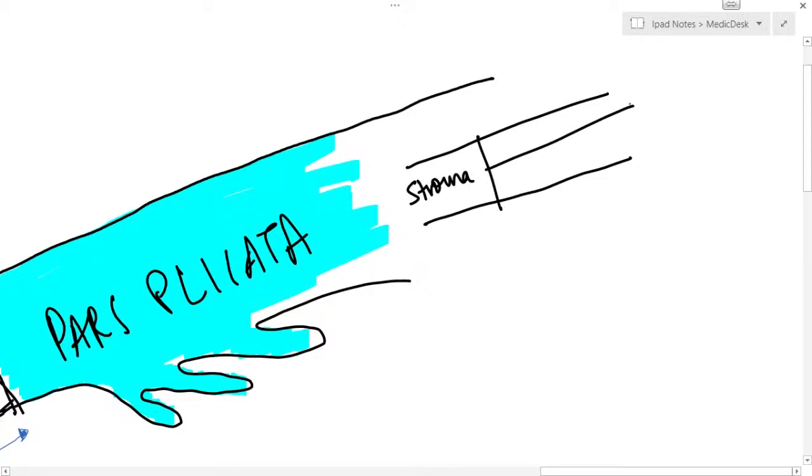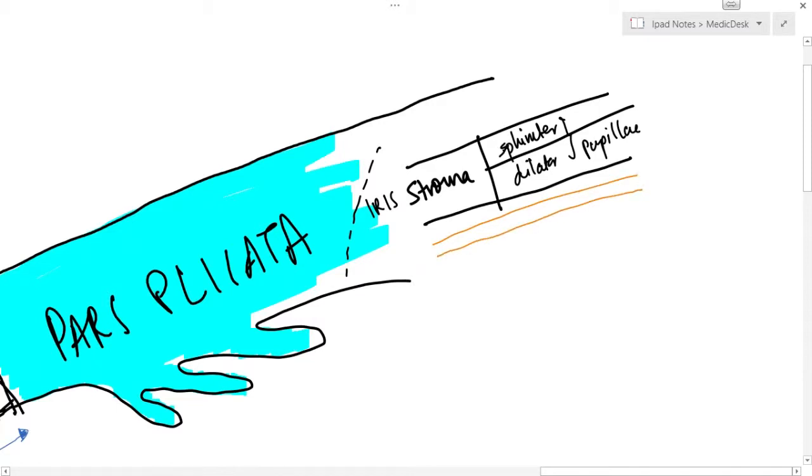which has two parts, and that are the muscles, sphincter and dilator pupillae. The stroma of the iris, okay, the stroma of the iris will contain the sphincter pupillae and dilator pupillae muscles. And the next two layers would be the anterior and the posterior epithelial layer, right?